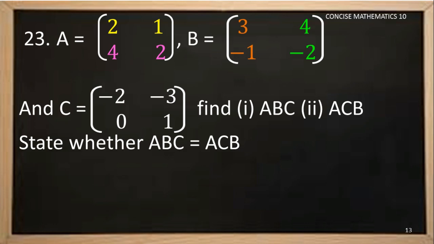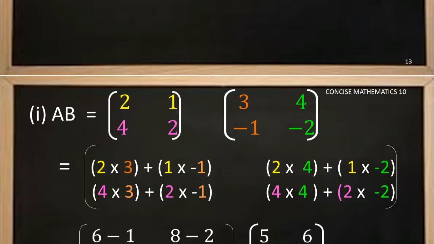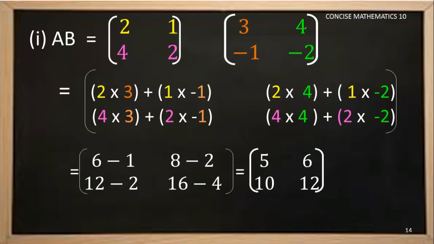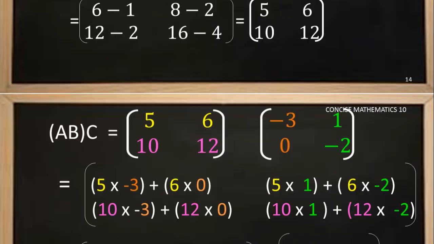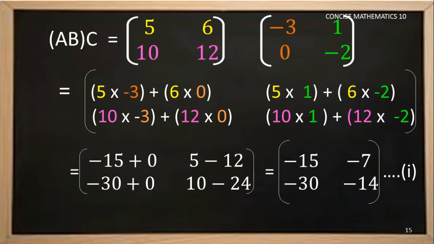So let us consider the first sub question to find out the product of A, B and C. Consider AB first, multiply matrix A with matrix B and keep this result, that is AB, and in the next step take AB and multiply with matrix C. It results as minus 15, minus 7, minus 30, minus 14. I hope you are comfortable with doing the multiplication process of the same order 2 by 2. Now let us move on to the sub question.